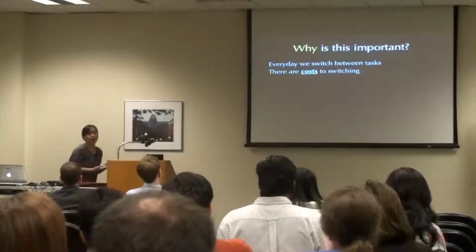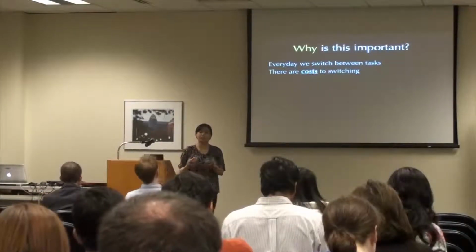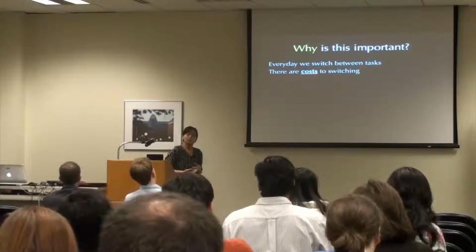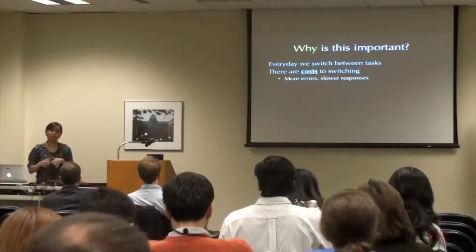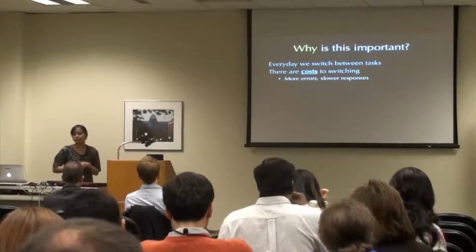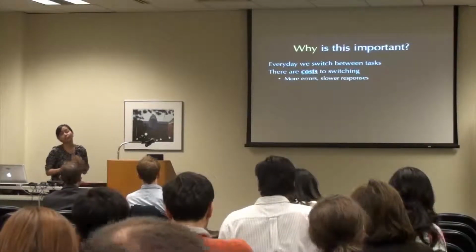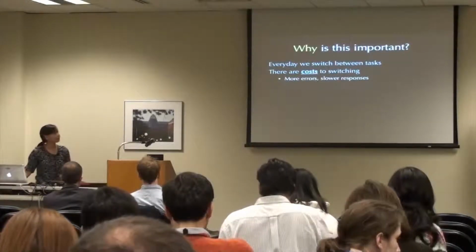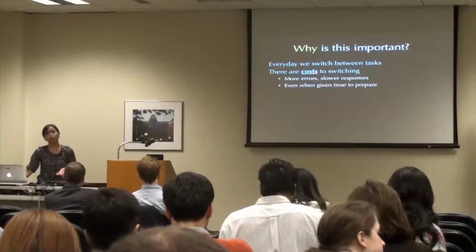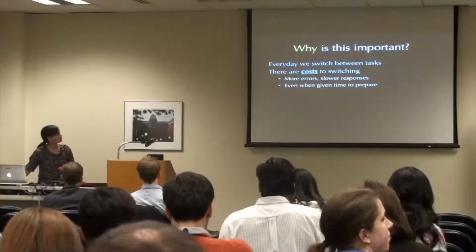So what do we know about task switching? In experiments such as this, what they find is that there are costs to switching, which means that when you have to switch, your performance on this particular trial tends to be worse than if you did not have to switch. So on switch trials, what people typically find is that participants make more errors, and participants are slower to respond because they have to reconfigure and switch to the new task.